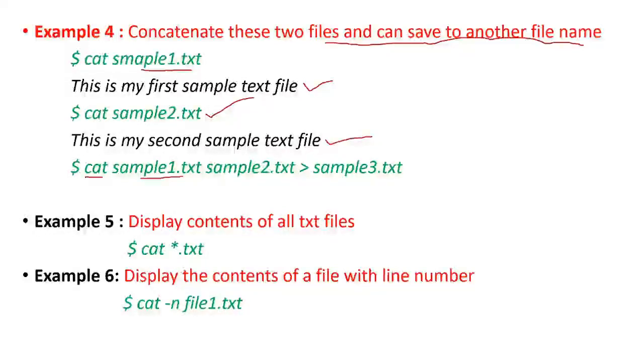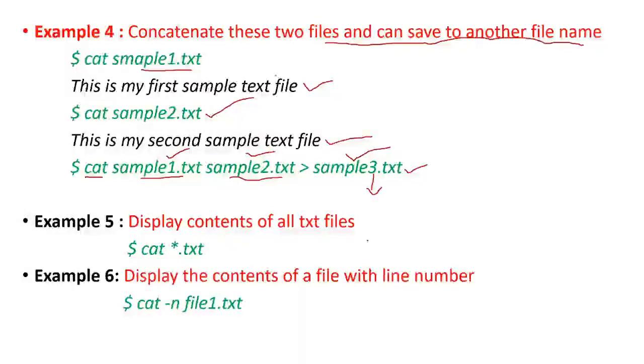This is the first file, this is the second file, and the contents of file 1 and the contents of file 2, you are sending it to file 3. So more than one file's contents, you are sending it to another file. This is my first sample text file and this is my second sample text file. Both will be sent to sample3.txt. If sample3.txt already has some contents, it will overwrite it with the new text.